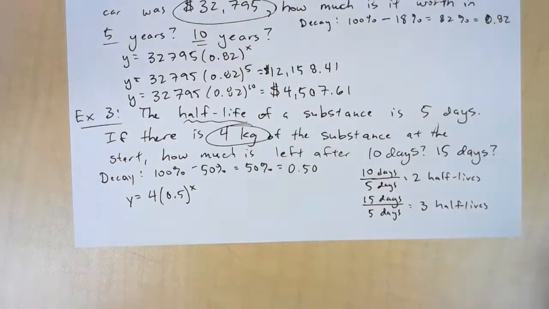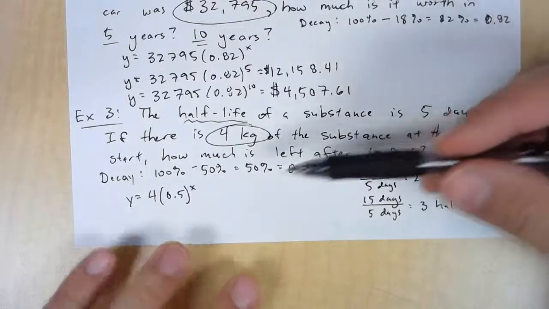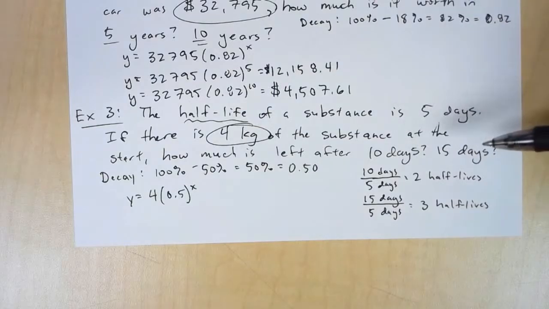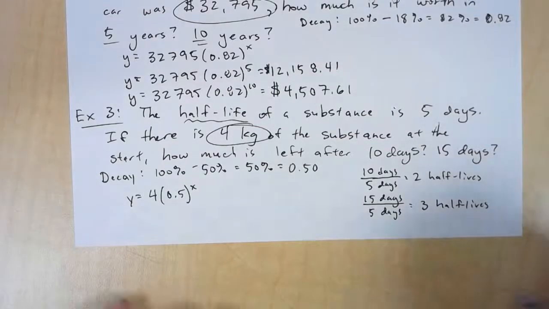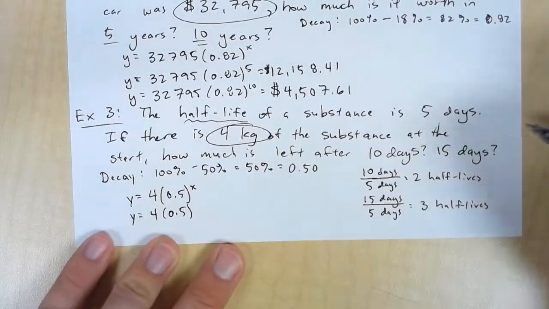Okay, I don't know, half-lives versus half-lifes, I think it's half-lives. I'll have to ask a teacher. Regardless, in our x values, we're going to plug in 2 and we're going to plug in 3. This is just because it says the term half-life. We have to figure out how many of those actually happened before we can figure out our value that's left. So y equals 4 times 0.5 to the x power.